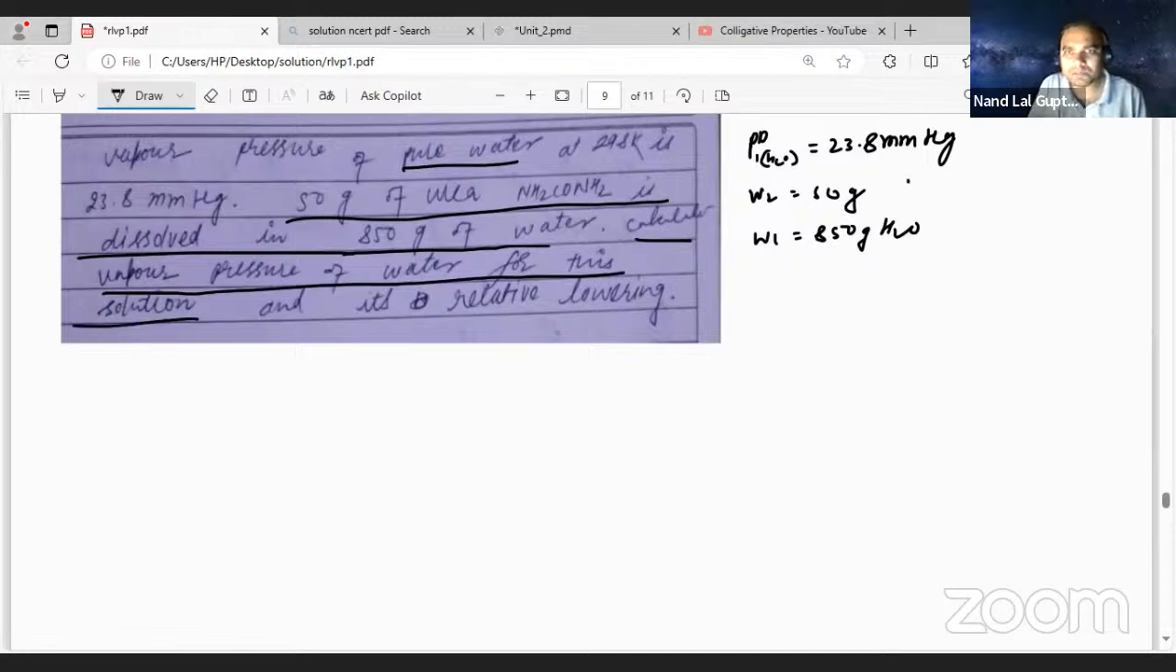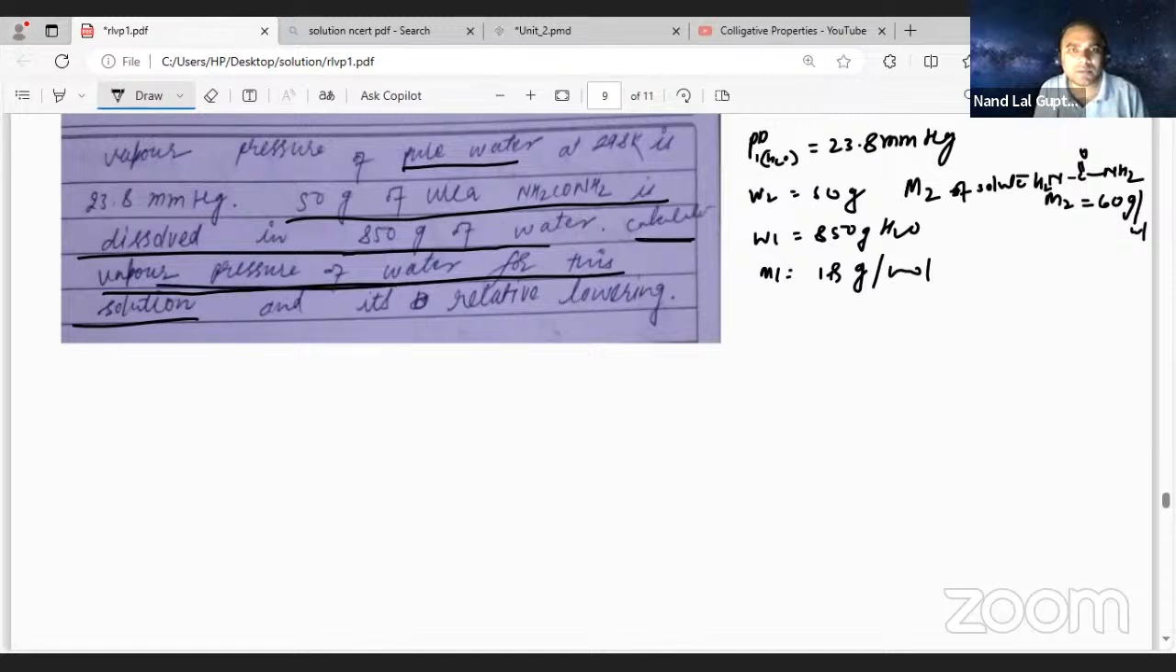And this is the urea. M2 means the molar mass of the solute. Urea is NH2, C double bond O, NH2. M2 is coming 60. Now M1 is 18 gram per mole. This is very simple molar mass. Then what are they asking?